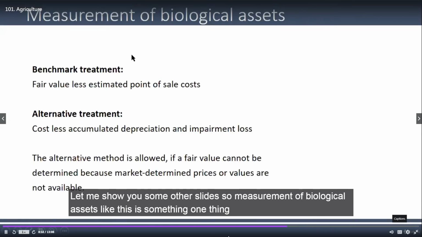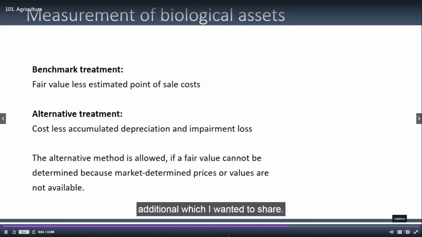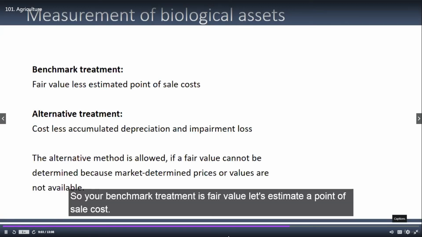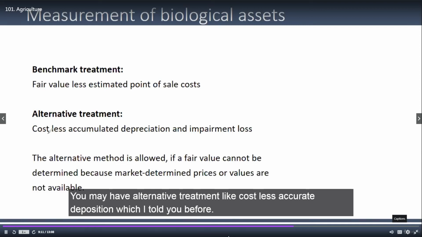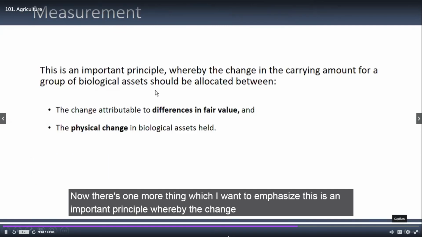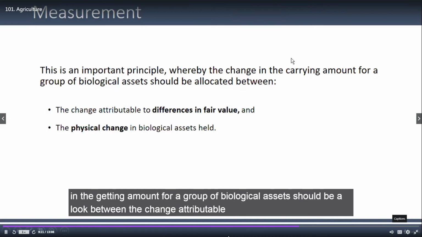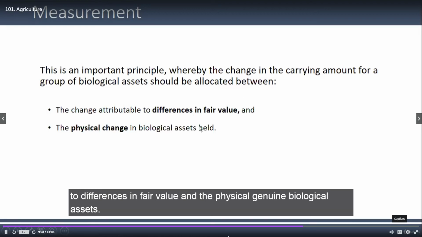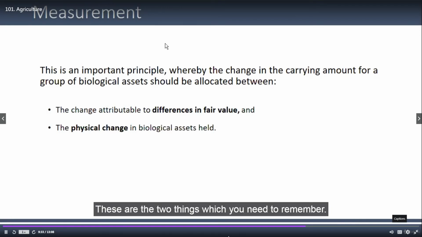So measurement of biological assets, one additional thing which I wanted to share. Your benchmark treatment is fair value less estimated point of sale cost. You may have an alternative treatment like cost less accumulated depreciation, which I told you before. Now, there is one more thing which I want to emphasize. This is an important principle whereby the change in the carrying amount for a group of biological assets should be allocated between the change attributable to differences in fair value and the physical change in biological assets. So these are the two things which you need to remember.